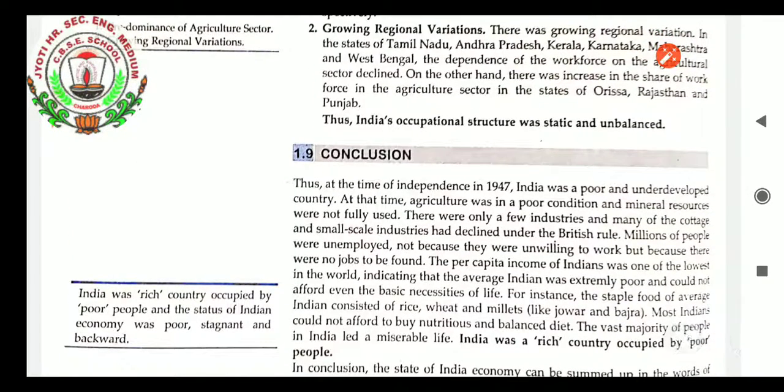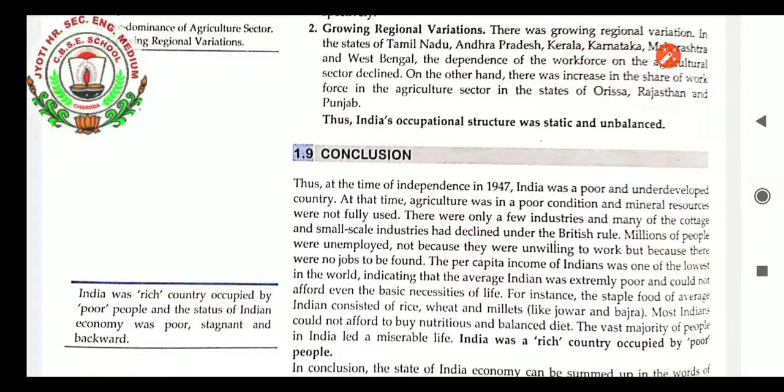Conclusion of the chapter. Thus, at the time of independence in 1947, India was a poor and underdeveloped country. I think you concluded it yourself from the learning of this chapter. If you learned properly, you came to know India's development was zero. At that time, agriculture was in a poor condition. Mineral resources were not fully utilized.